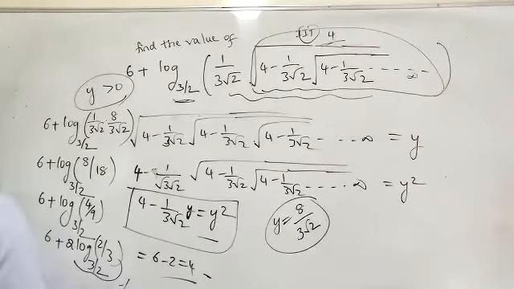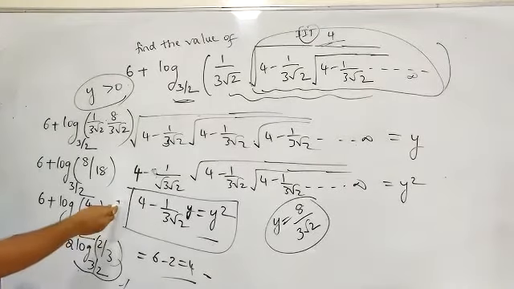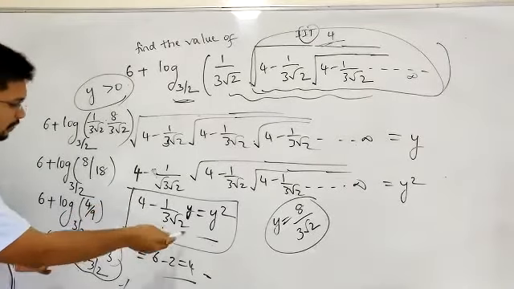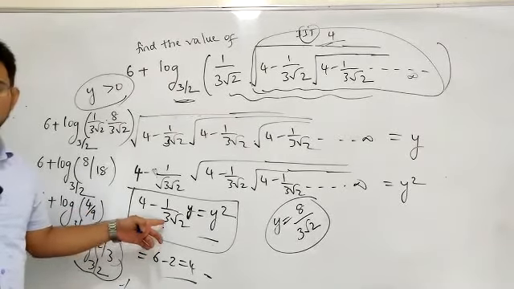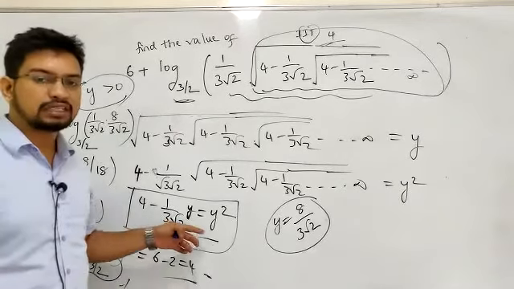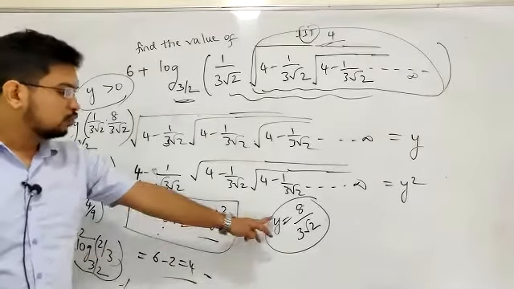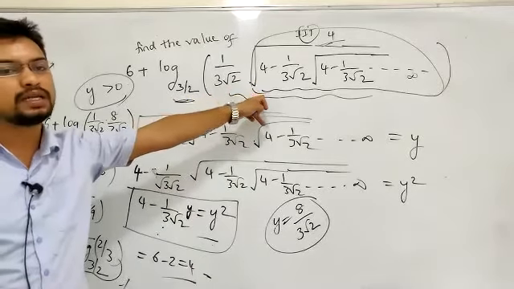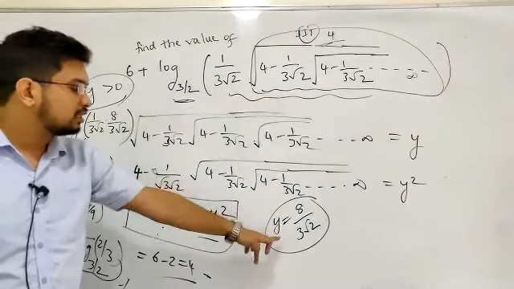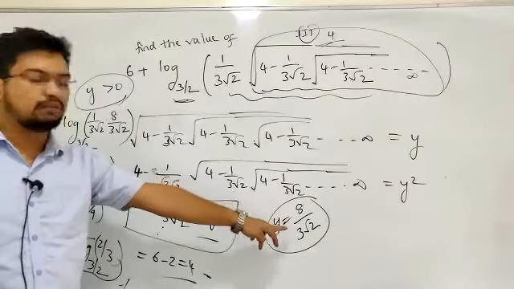Pranay, last step. Last step is something like this. From here, you have to solve this quadratic. You use minus b plus or minus under root of b square minus 4ac by 2a. Once you get the root, you have to take the positive part because y has to be greater than 0. The argument must be greater than 0. When the argument is greater than 0, you'll be getting y is equal to 8 by 3 root 2.